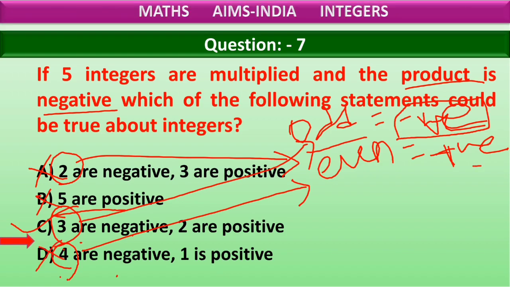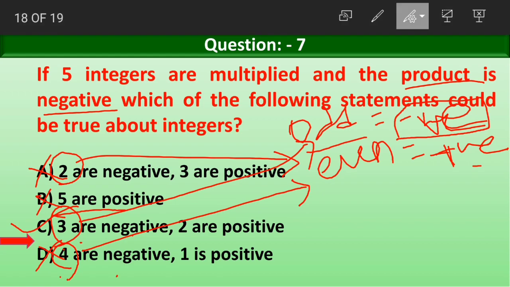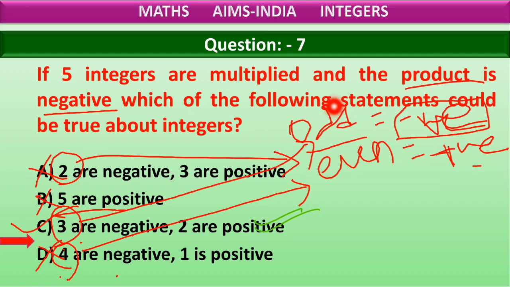Understood, children? Option C is the correct answer here. 3 integers are negative and 2 are positive. It could have also been 1 integer is negative and 4 are positive. 1 is also an odd number, right? So even 1 negative and 4 positive will also be a correct answer for the given question.